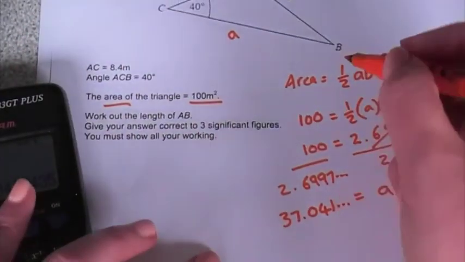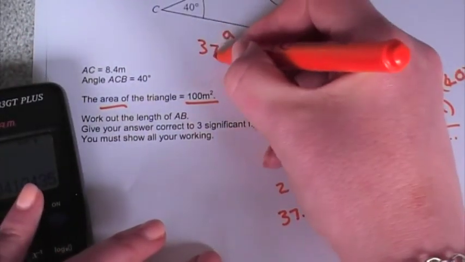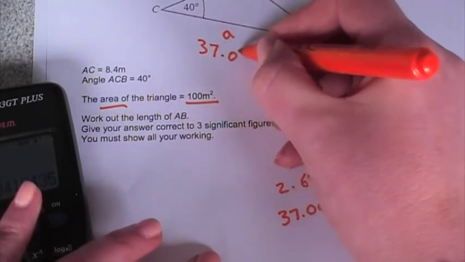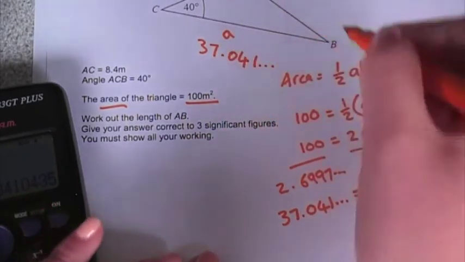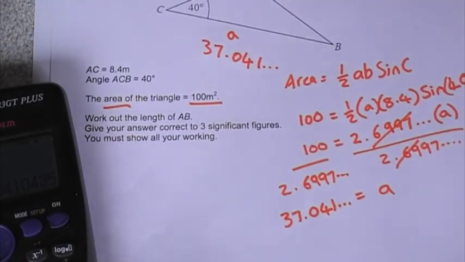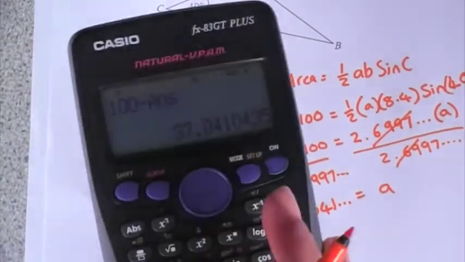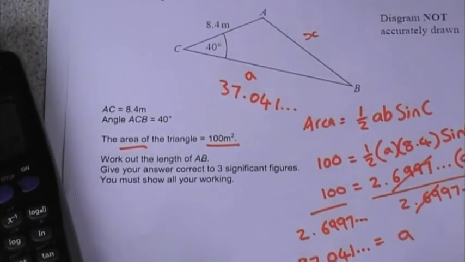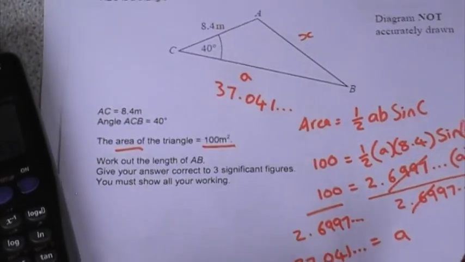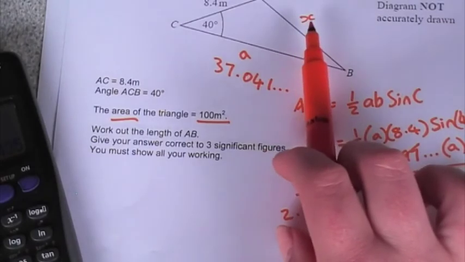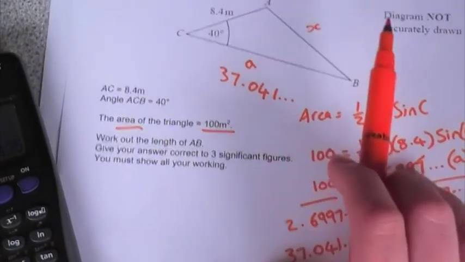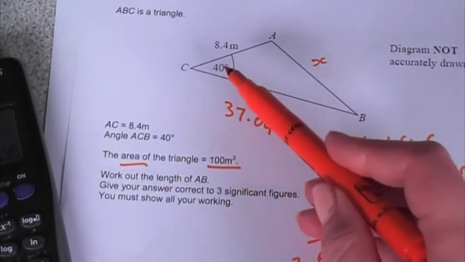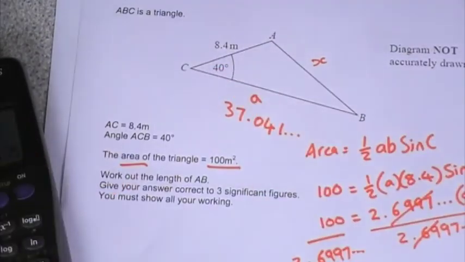I'm going to write it in up here, 37.041... So I'm not going to do any rounding yet, and I'm going to keep that on my display just in case I can use it later. Well, that's all well and good. I found what A is, but I didn't want A. I wanted this length.